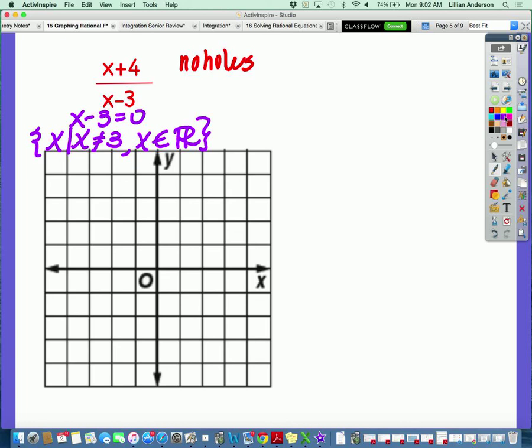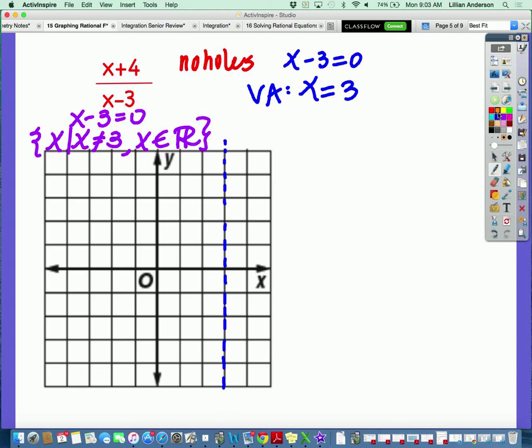Vertical asymptotes, okay? So how do I find my vertical asymptote? You said the denominator equals 0. I set the denominator equal to 0, so x equals 3. That is my vertical asymptote. So when I draw that, it means that at x equals 3, there is a dotted vertical line that the graph will not cross nor touch.